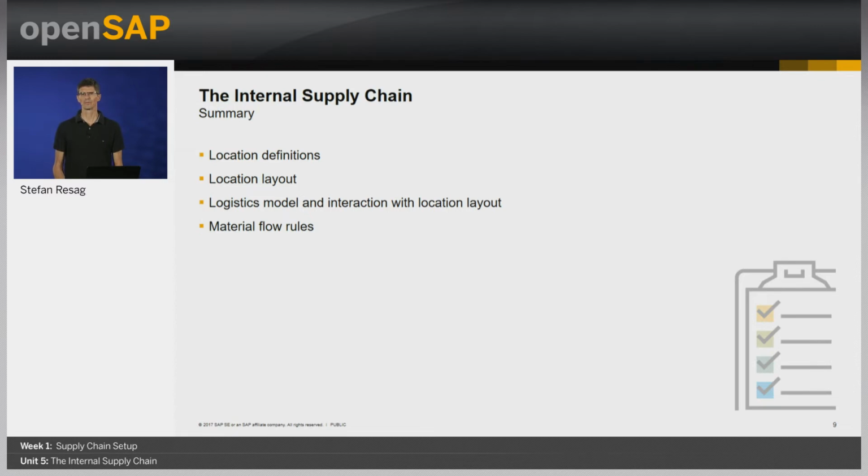This concludes Unit 5, our last unit of Week 1, where we have had a look at the various location definitions and how to model the internal structure of a site using the location layout. We also have understood the role of the logistics model and the interaction with the location layout. Finally, I introduced material flow rules.